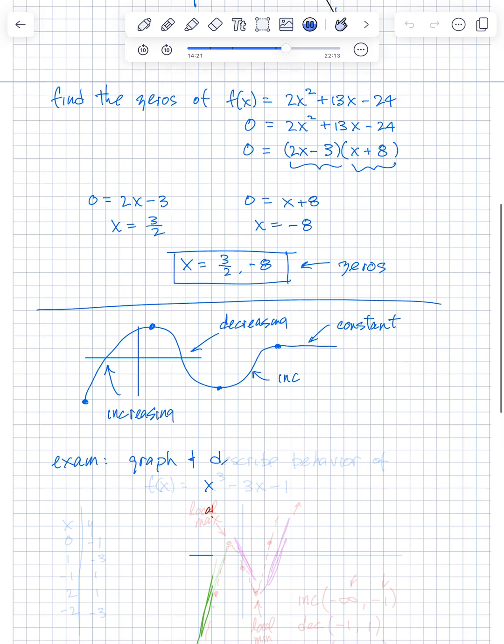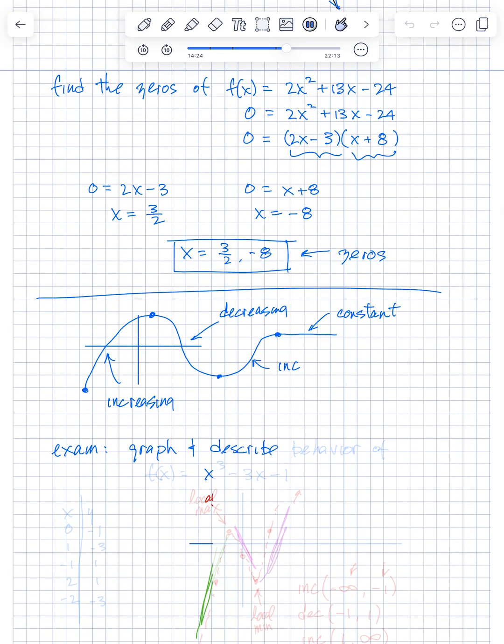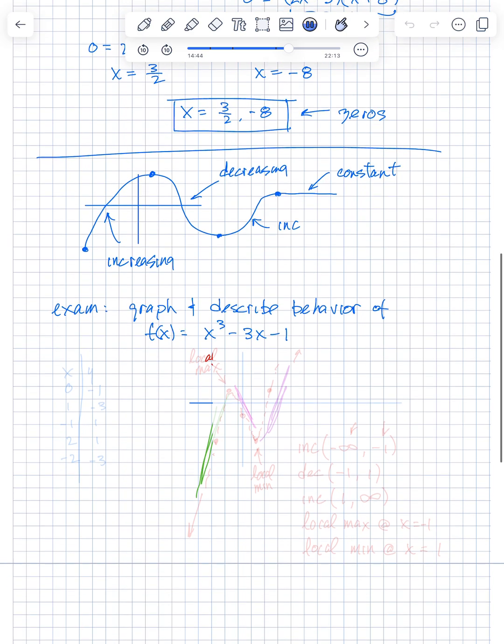Graph and describe the behavior of f of x is equal to x cubed minus 3x minus 1. Now, when I say describe behavior, this is what we're doing. We're describing if it's increasing or decreasing or constant. And also, we are indicating where a local maximum or a local minimum is, and we're also giving the intervals in which that occurs.